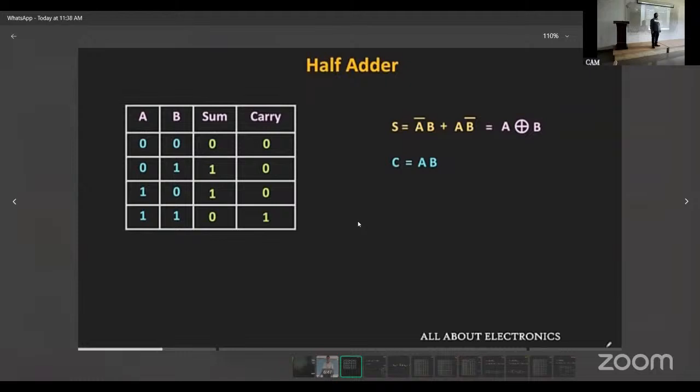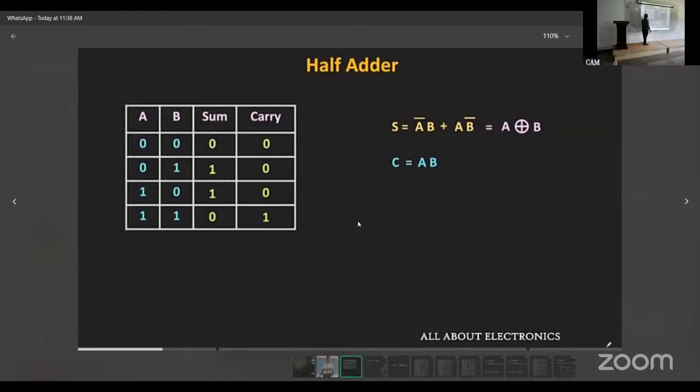Sum, we implemented the sum equation as A bar B plus A B bar. That is A exclusive OR B. This is the sum. You are developing the half adder circuit now. Okay. Now carry.